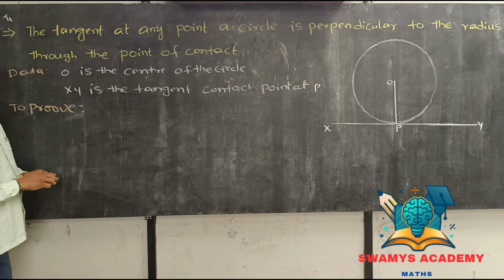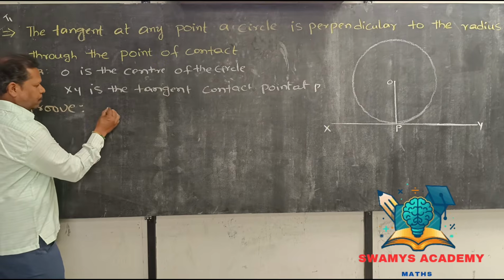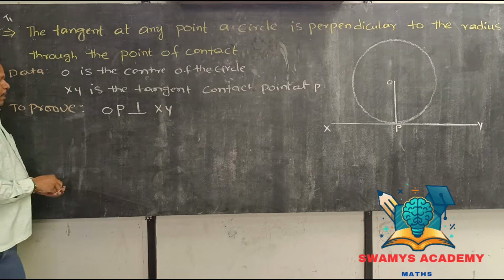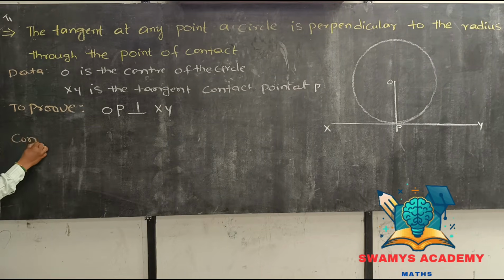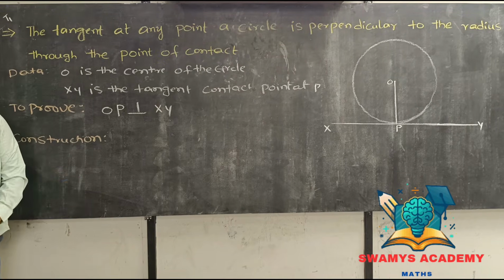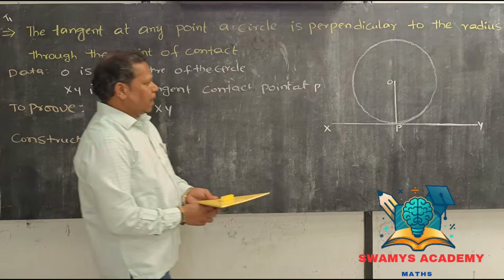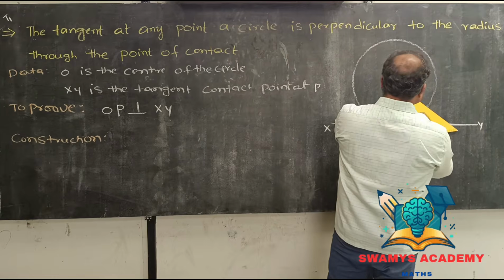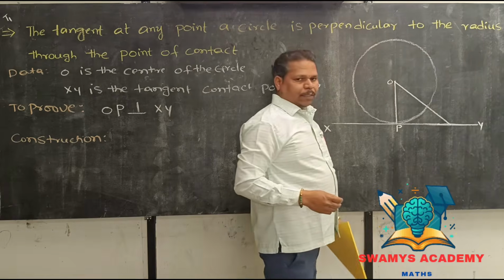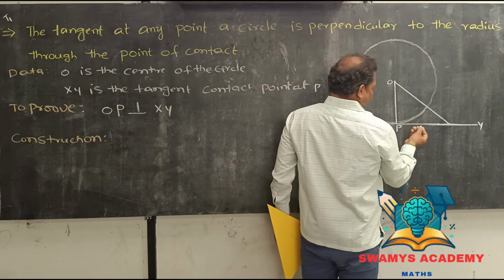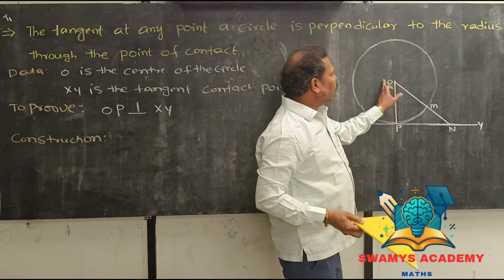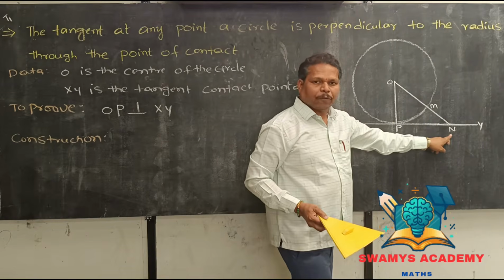What you need to prove here is OP perpendicular to XY. Next, we need to do the construction. You need to draw some extra line from outside the circle, and give any letters, here M as well as N. So OM, then extend O to N.